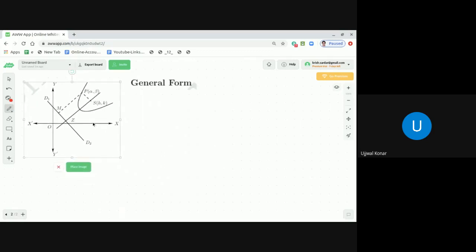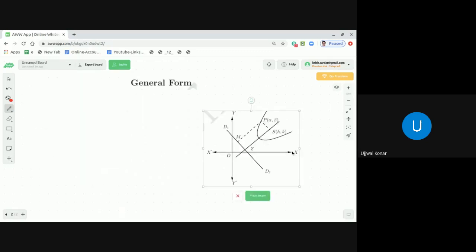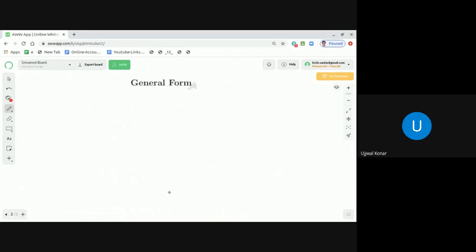If you look into, dear students, this particular diagram, this curve is the equation of the parabola. What I am pointing at with the arrow is the parabola. This is the required parabola.